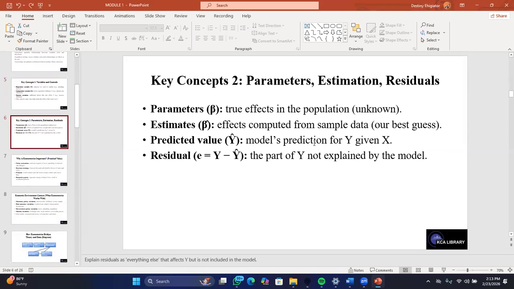Let's look at other key concepts: parameters, estimates, and residuals. A parameter is the true effect in the population that is unknown. The estimate is the effect computed from the sample data. That is, what is our best guess? Then the predicted value of y is the model's prediction for y given x. Then the residual is the part of y that is not explained by the model.